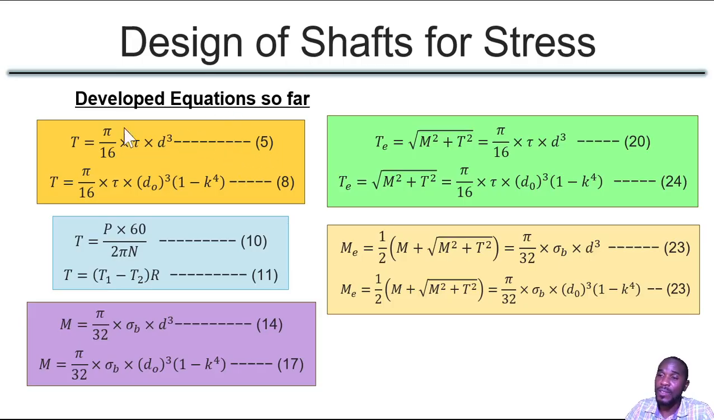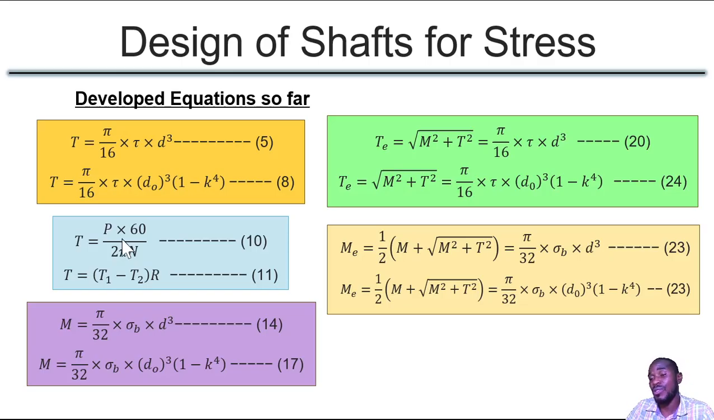Equation 5, as derived, was for solid shafts, and then equation 8 was for hollow shafts, where d sub naught was the outside diameter of the shaft. And then we, of course, derived these equations. We use them time and time again. Supposing we know the power to be transmitted in the shaft, then we can know the torque transmitted through that relation, the equation.